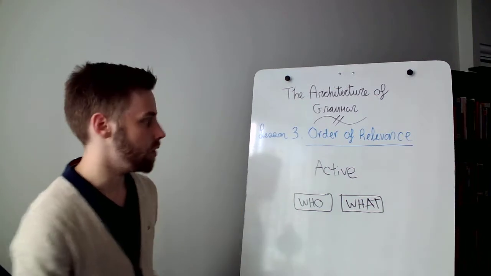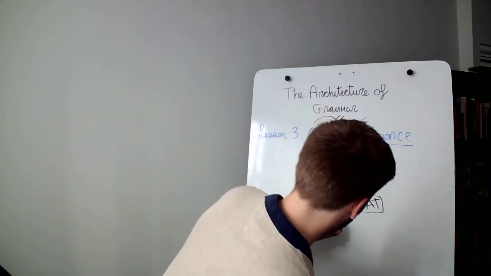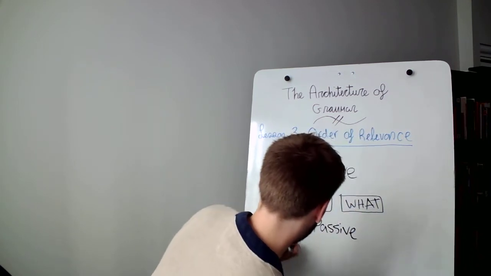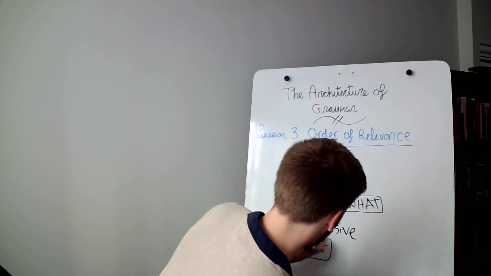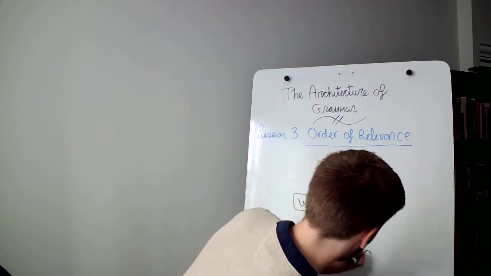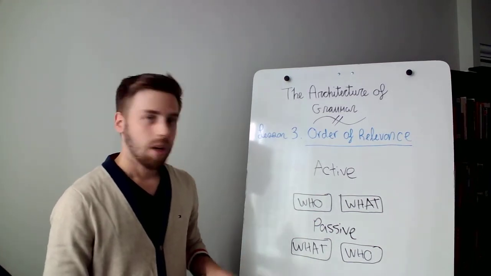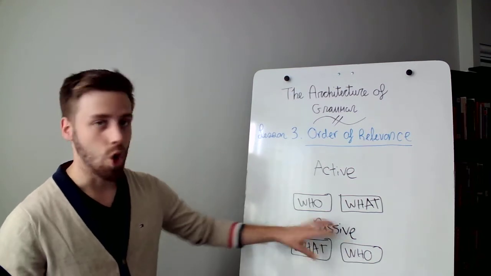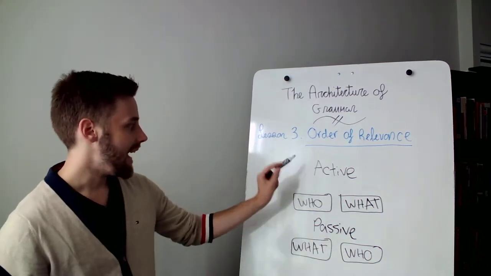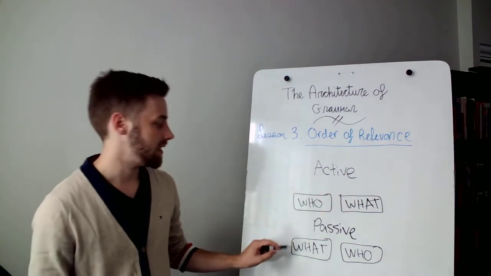I'm going to write it here on the board. Passive voice is when the what becomes emphasized. It's when it goes before the who. And so active voice is who, then what. Passive voice is what, then who.